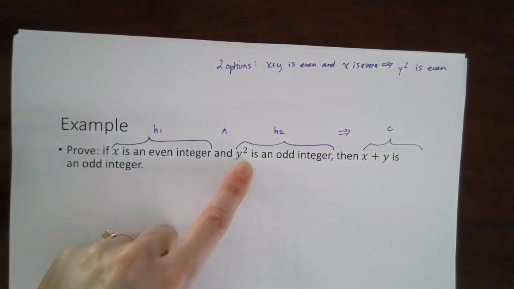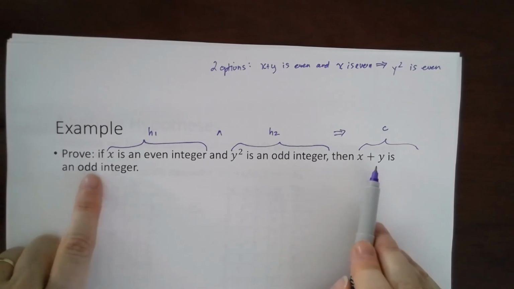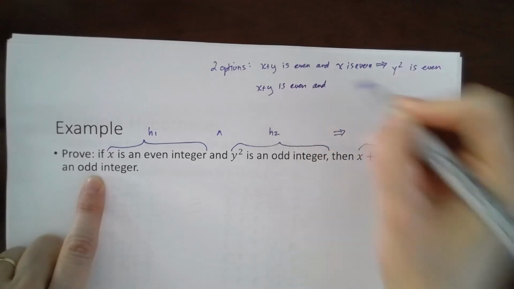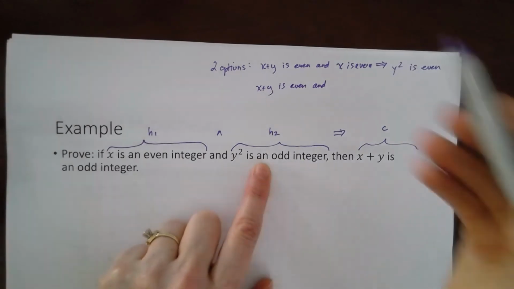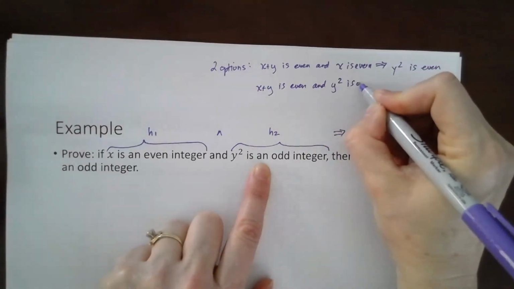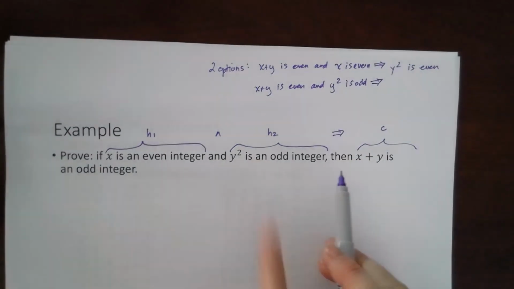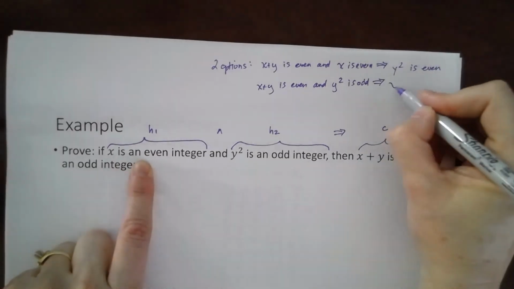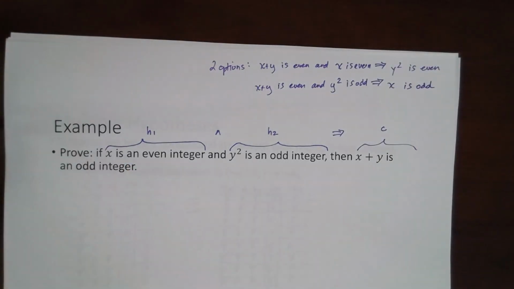So that's option number 1. And option number 2 is to do the negation of the conclusion, which is x plus y is even, and instead of keeping the first hypothesis, keep the second hypothesis. So we would go with y squared is odd, and then conclude the negation of the other hypothesis that we didn't keep. So that would be this one, that x is odd. So either one of those would be fine.